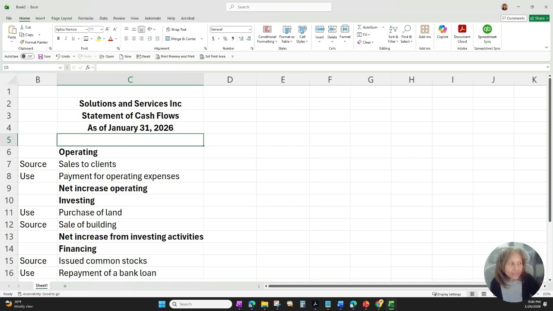This statement shows cash inflows and outflows in three different ways. All businesses bring cash in and outflow the cash through three main activities: operating, investing, and financing. Those are the activities in which a business uses cash or brings cash in. All businesses.